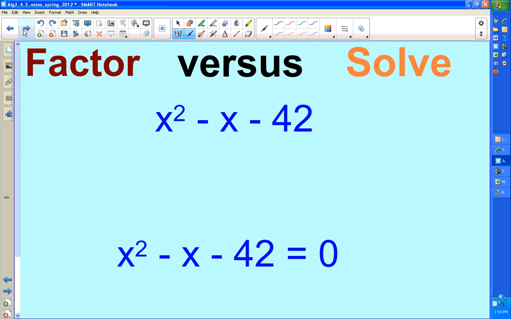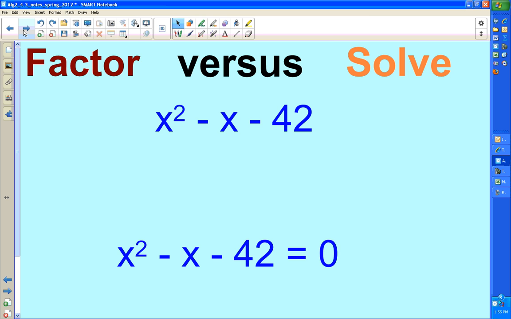Factoring, by definition, I guess, is changing a sum or difference problem into a multiplication problem. That's all factoring is. Solving is finding the values of a variable that makes an equation true. Can I ask you to solve this? Why not? There's nothing to solve for because there's no equals. So we can't solve it. Can I ask you to factor it? Yes. Absolutely. But I can't ask you to solve it.